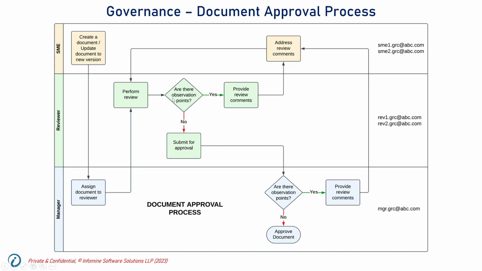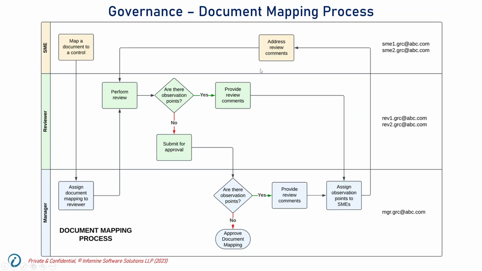If there are any observation points, the reviewer sends the document back to the SME, who will fix that and send it back to the reviewer again. If everything is okay, the reviewer will submit the document for approval. Once it is submitted for approval, it goes to the manager. The manager can also give observation points or approve the document. So that is the workflow process configured for this particular case. The roles and the workflow process can also be modified from client to client.